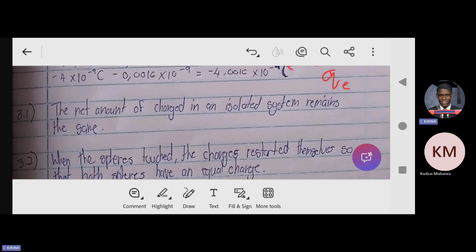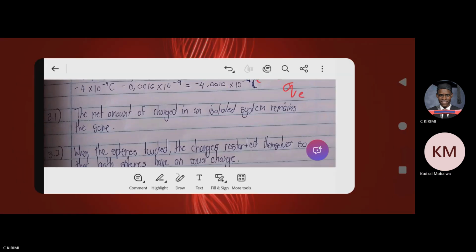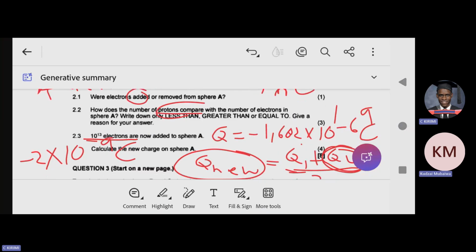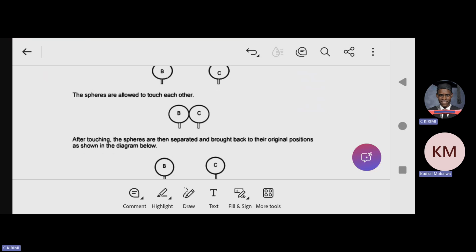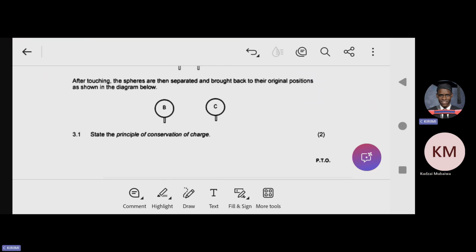So let's go to the next one, the one for calculating, like when you're preparing for the exam. We said the principle of conservation of charge. What does it say? The net amount of charge in an isolated system remains the same.